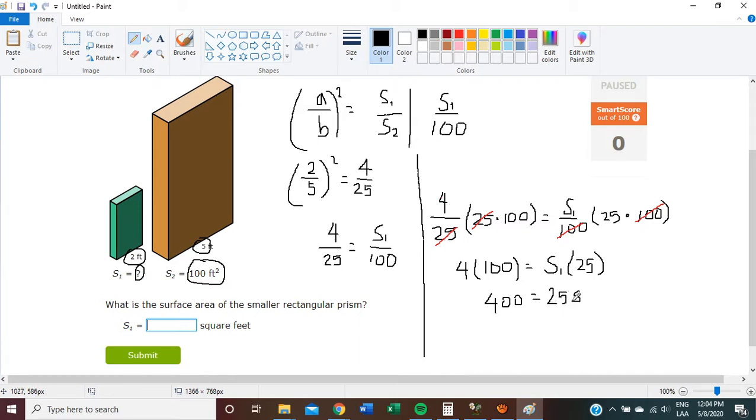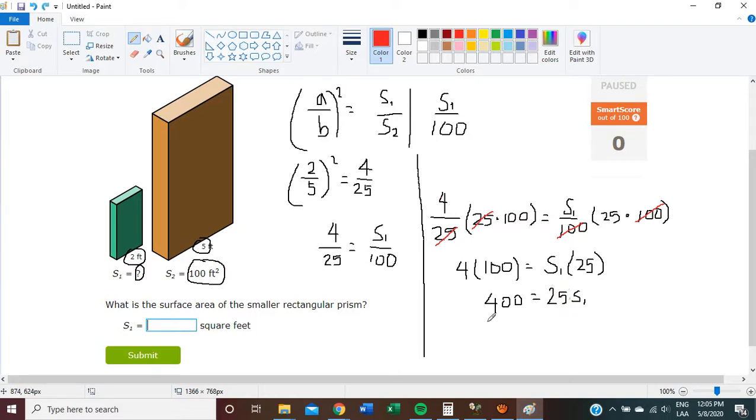S1. So we want to get rid of this number, this 25. As we teach in Mexico, we tell our students that you need to send this 25 to the other side of the equal symbol doing the opposite operation. It is multiplying, so you have to send it dividing.